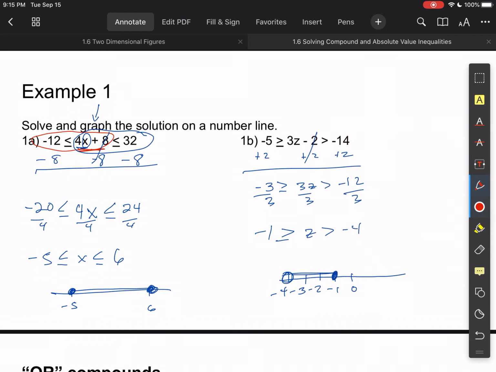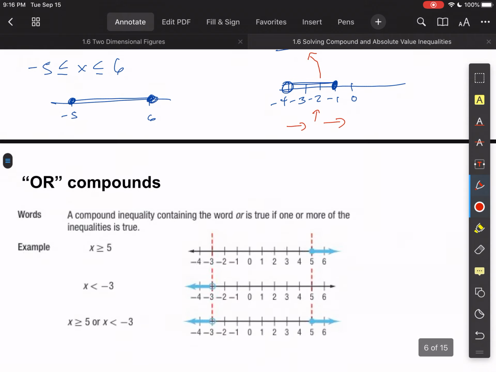Okay, and if you want to test this, it's very simple. All you have to do is take one of the values that we graphed and see if it makes sense. If you put a -2 in there, is -1 greater than or equal to -2? And you should say yes because it's further right on the number line. And is -2 greater than -4? Yes, it is, because it is further right on the number line. Okay, so -2 does work. It is part of my graph, and I'm good to go.